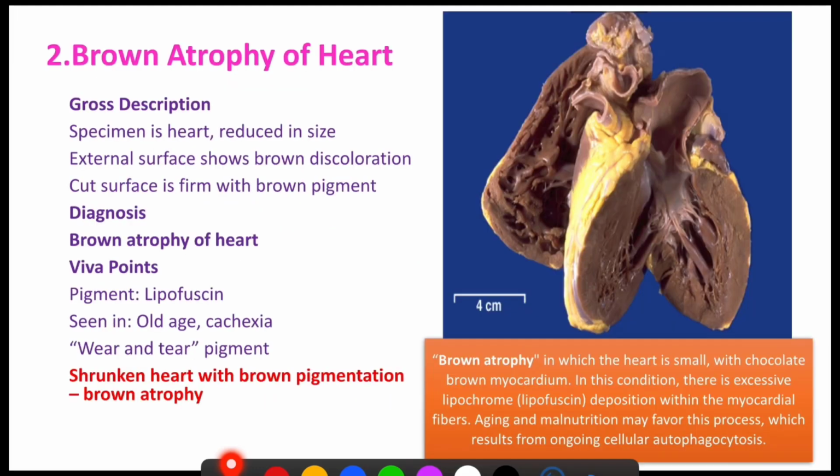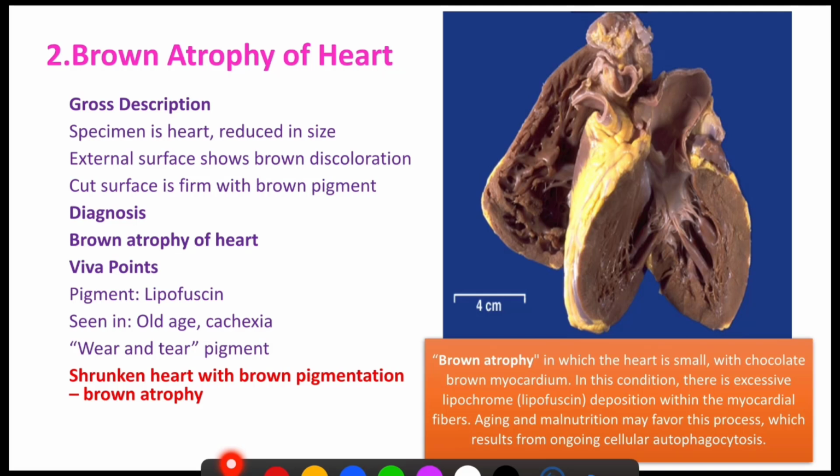Second specimen here is a heart already cut open. You can see brownish discoloration of the heart wall, and this specimen is having atrophy. So it is reduced in size and brown in discoloration. So it is called brown atrophy of heart.